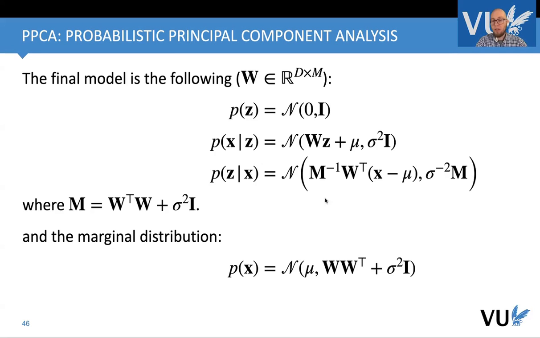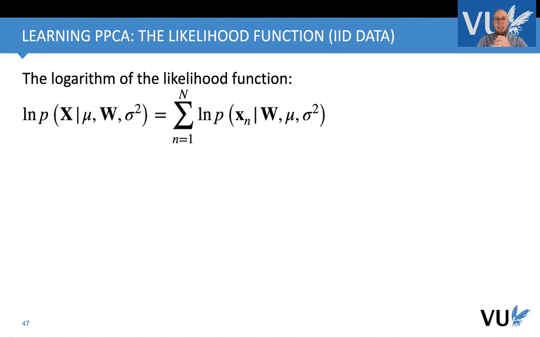And for all of them, we have Gaussian distributions, right? And we can also further calculate the marginal distribution that we'll use for learning. All right, so let's take the logarithm of the likelihood function, right?